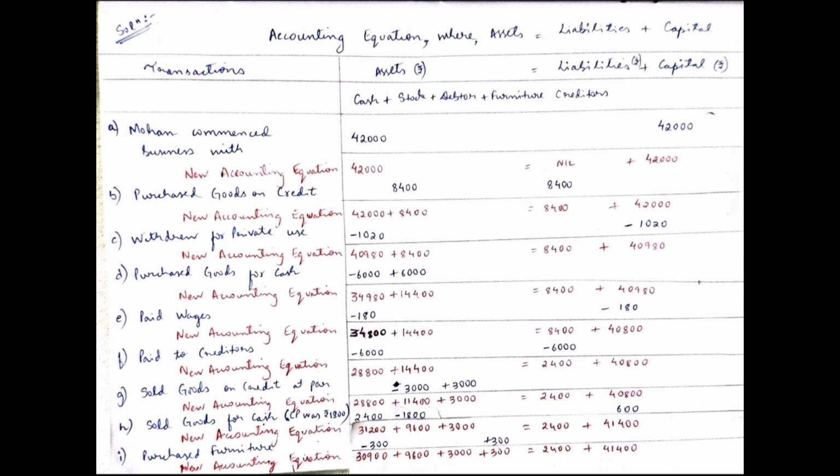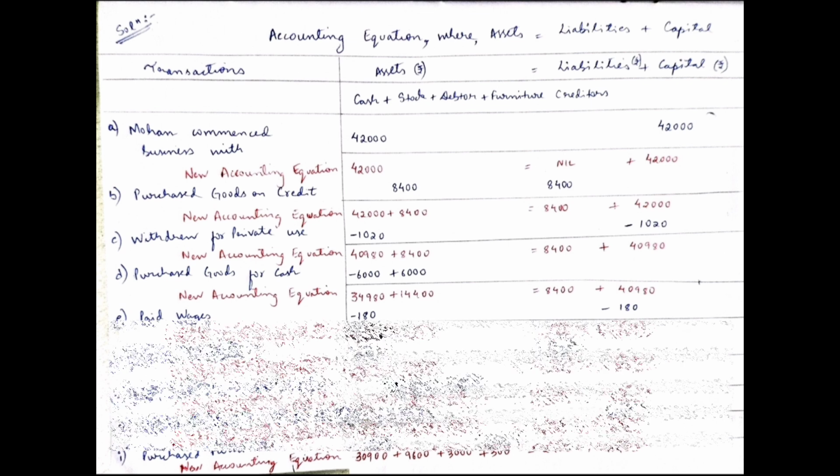Now if you draw a line, in business, whatever transaction takes place will always have two effects. If an item is being debited once, then the next time it will be credited. So always remember, all transactions will always have two effects. So if we deduct 6,000 from 40,980, it gives us 34,980, plus if you add the stock column, it gives 14,400. On the liabilities side it remains unchanged, 8,400, plus 40,980. This is our new accounting equation.